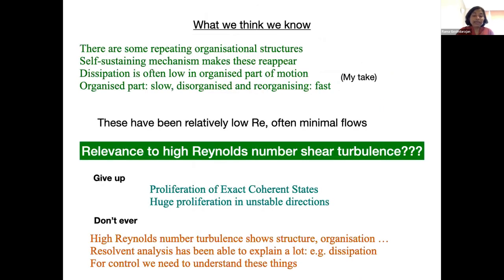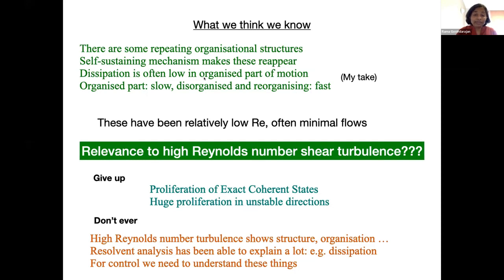Okay, so what we think we know is the following from this. There are some repeating organizational structures in turbulence. Streaks and rolls are important in that. The self-sustaining mechanism makes these appear and reappear all the time. Dissipation is often low in the organized part of the motion. And so, only in these bursts, dissipation is high.